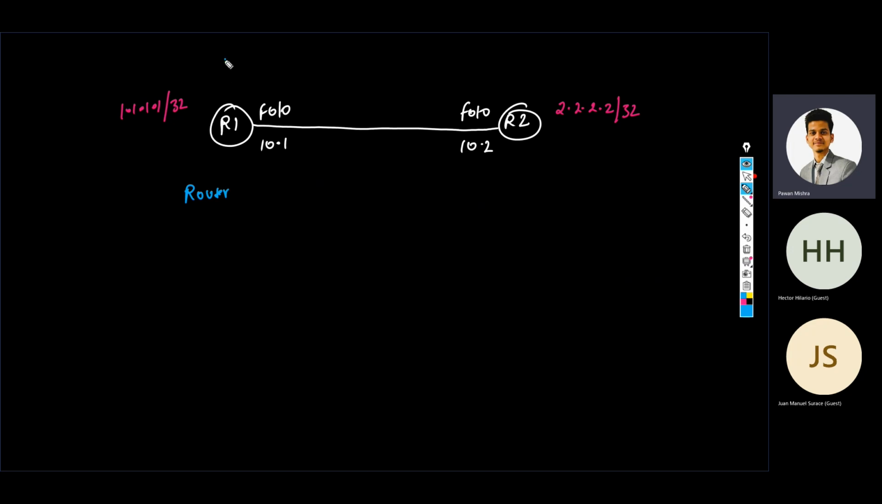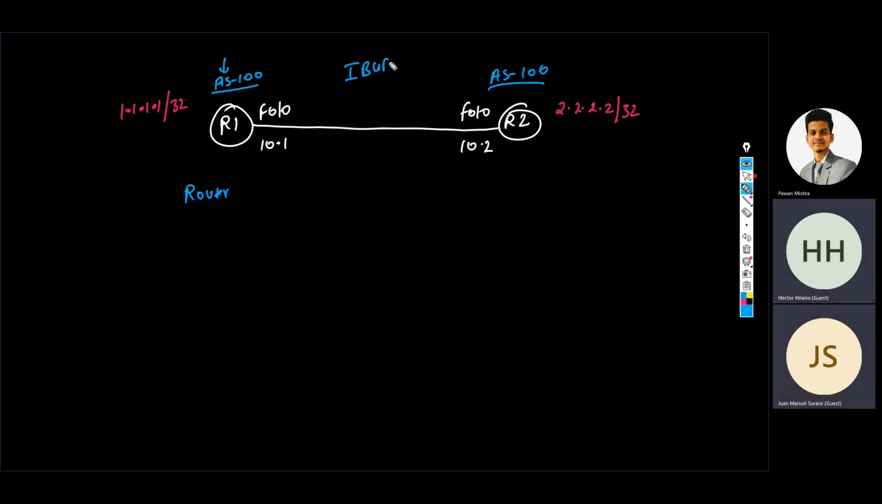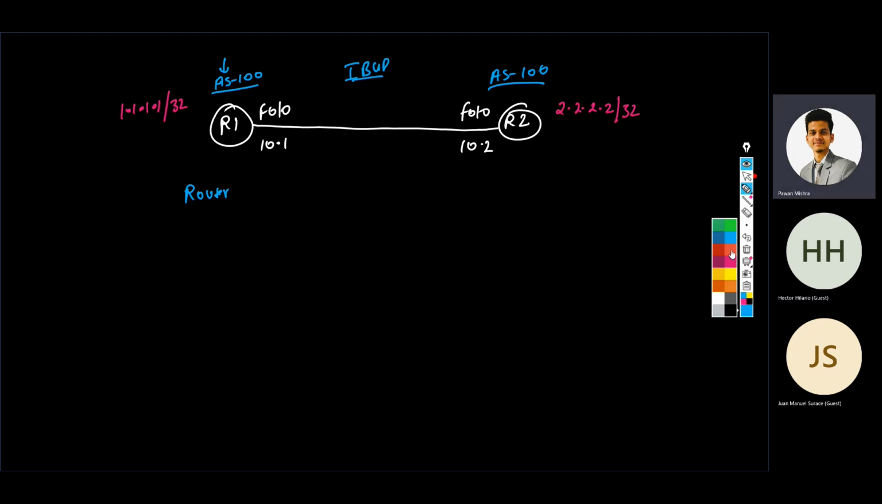Okay. Now let's go on R1 and then say what? Router. And let's say on R1, I'm using a BGP AS 100. And on R2 as well, I'm using BGP AS 100. It means this is IBGP or EBGP? IBGP. Perfect.